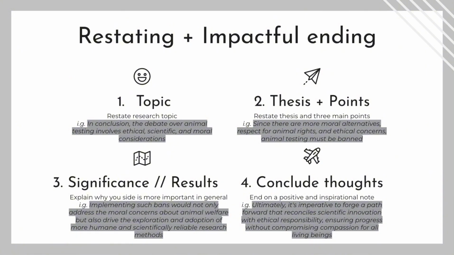Second, you have to restate your thesis and points. For example, since there are more moral alternatives, respect for animal rights, and ethical concerns, animal testing must be banned. Third, you can explain why your side is more important in general. For example, implementing such bans would not only address the moral concerns about animal welfare, but also drive the exploration and adoption of more humane and scientifically reliable research methods.